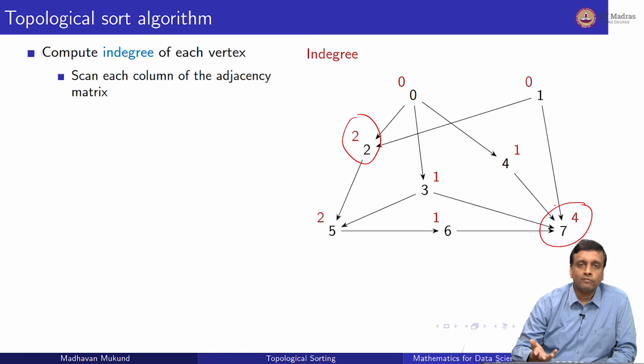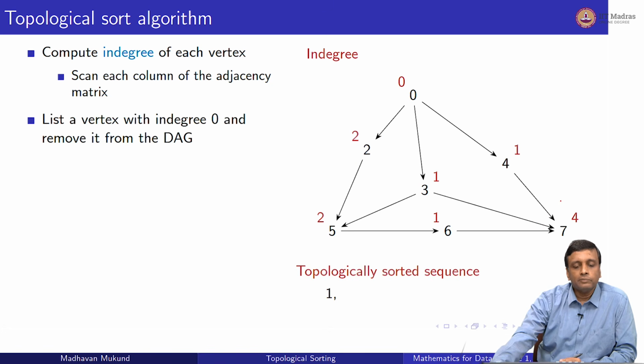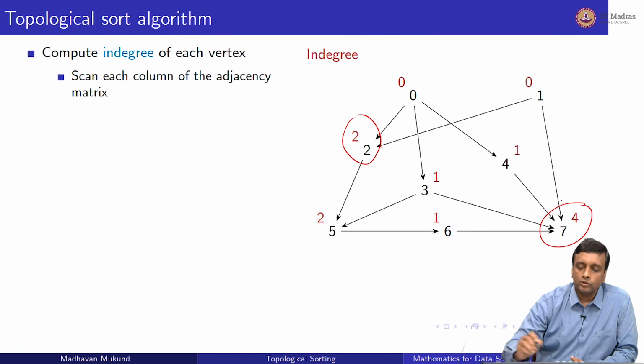But this is not something we have to do with the picture. We can actually just mechanically do it using the adjacency matrix. So now that we have this, now we can compute. We have a second list in some sense, a list of in degrees of every vertex. We know in advance that there must be at least one vertex which has in degree 0. We don't know which one, but we can find it by just scanning down the list and looking for a 0.